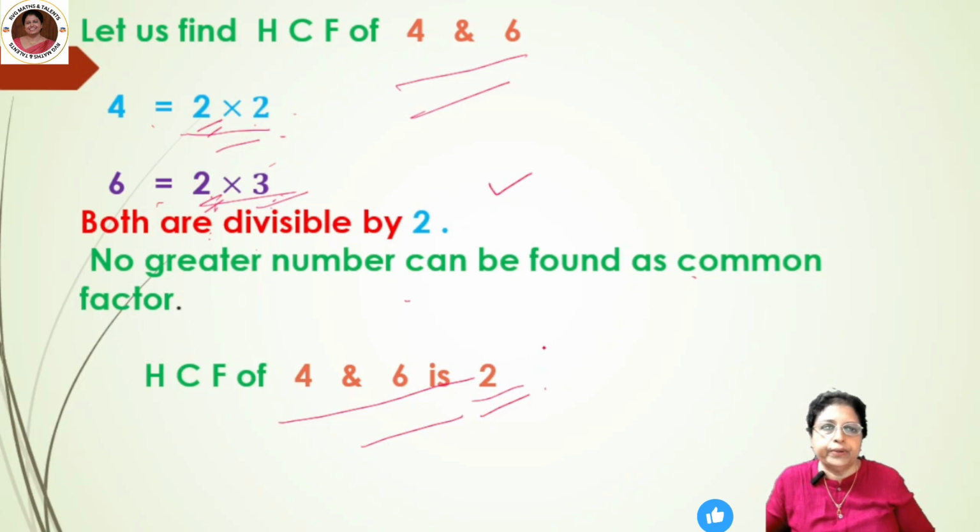You understood this? Highest common factor. So, we are considering the common factors only. Then, its lowest power. Already we studied that. That is 2 here.